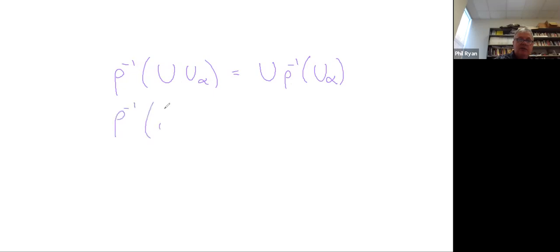And also, if we look at the finite intersection of open sets, we want that to be open. Well, that's going to be equal to the intersection of the preimages of these open sets. Well, that's going to be open, because the intersection of open sets is open in the topology on X. So this is open in the topology on A.